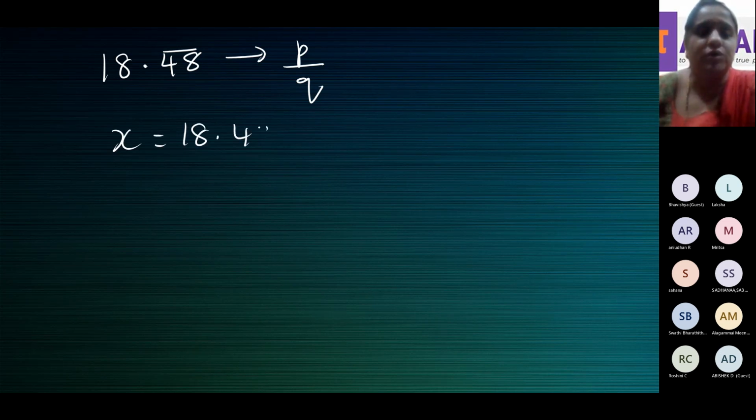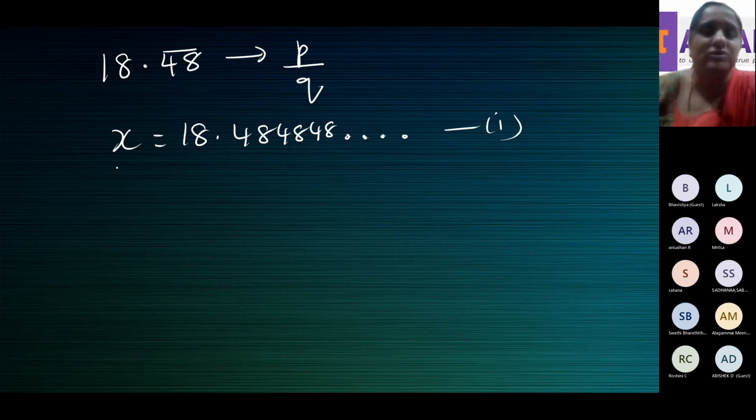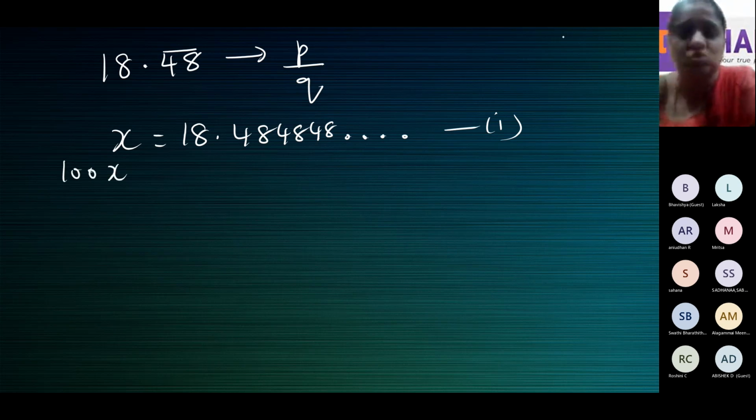Yes, ma'am. Now, supposing you want to write 18.48 recurring in the P by Q form. Then you should say x is equal to 18.484848 goes on forever. This is equation 1. Then you must find 100x. Why? Because the repeating block has only 2 digits, 4 and 8.